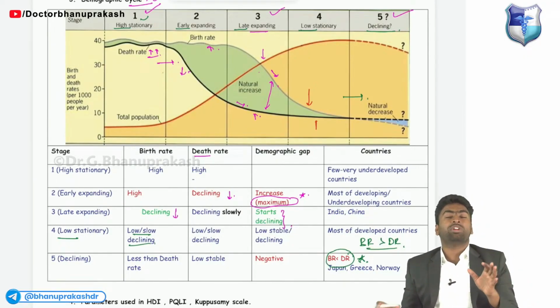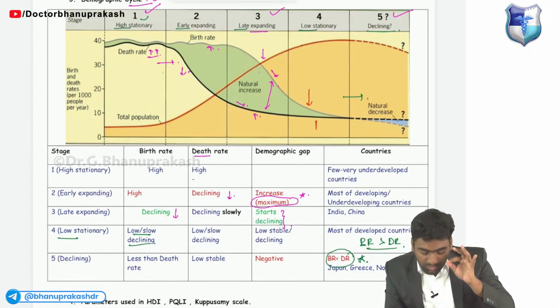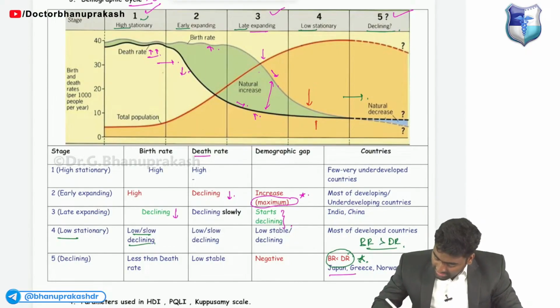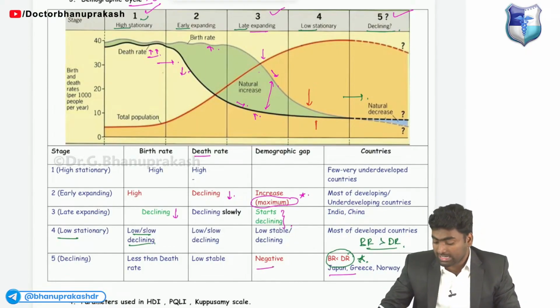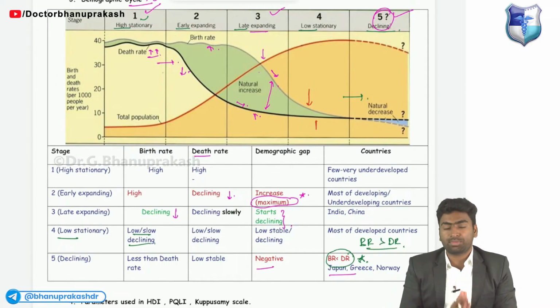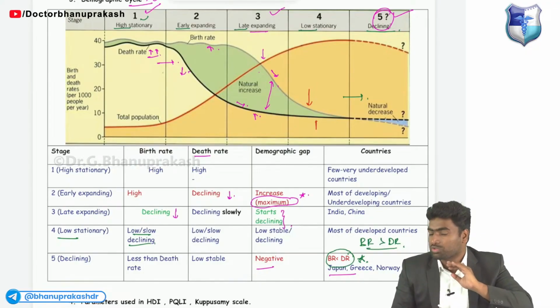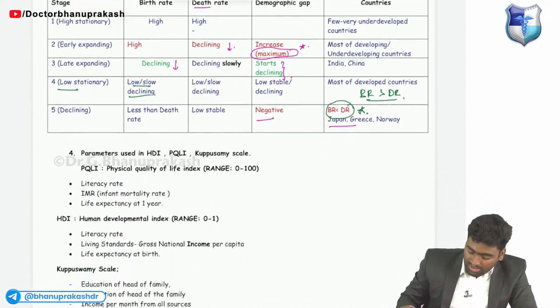And they will ask, in which of the following is there a negative demographic gap? You should tell it is stage 5, which is the declining phase. That's it. You need to know about this demographic graph. You should see it once or twice before going to the examination, and there will be one solid question from this. Okay, we'll move on to the next one.